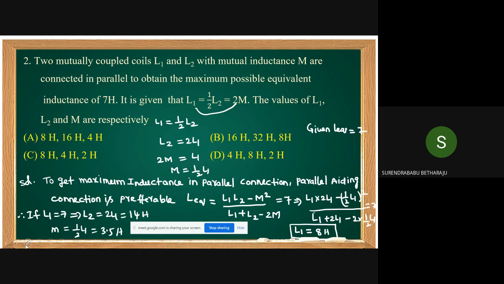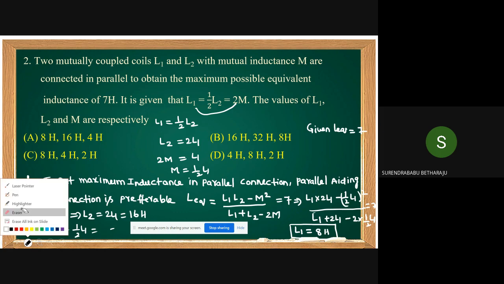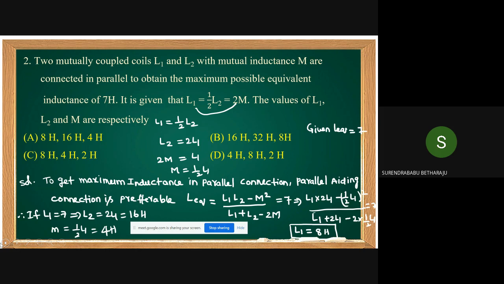If L1 is 8 Henry, then you substitute here. How much L2 did you get? 16 Henry. If L1 is 8 Henry, then what is M? M is 4 Henry. Then what is our answer? 8, 16, 4. Which option is correct? Option A is correct. Clear, friends?